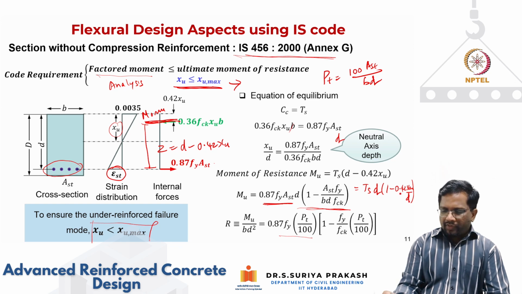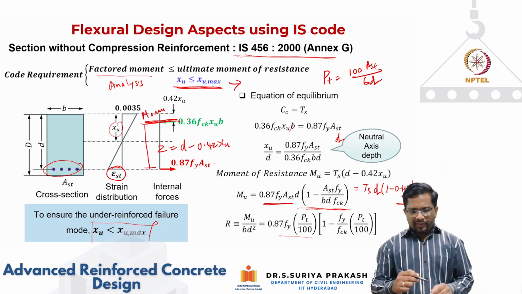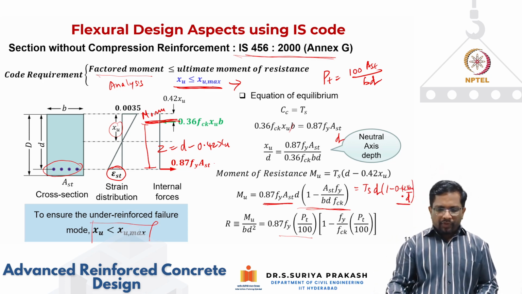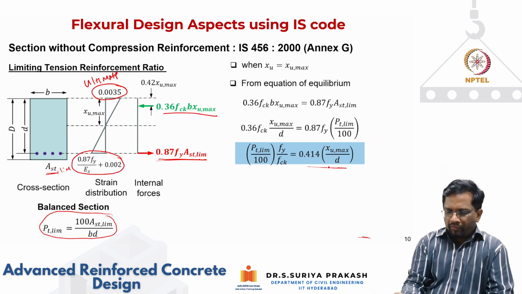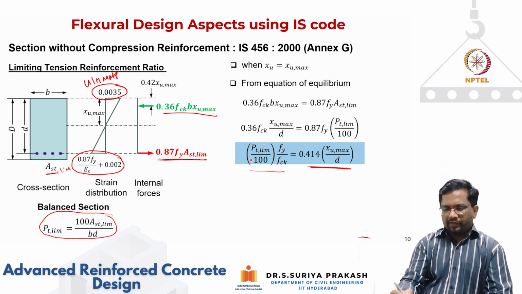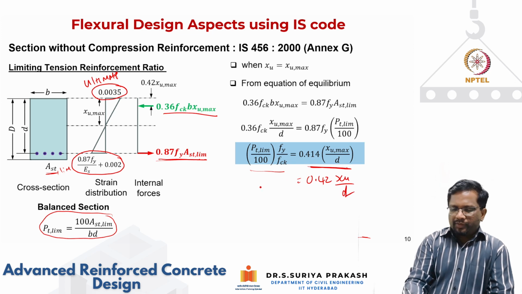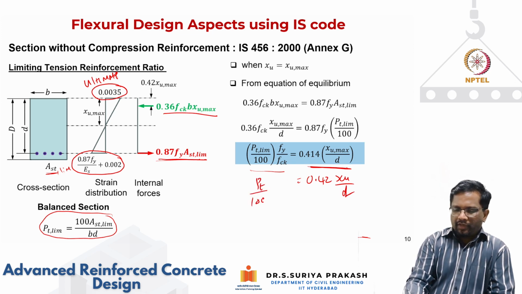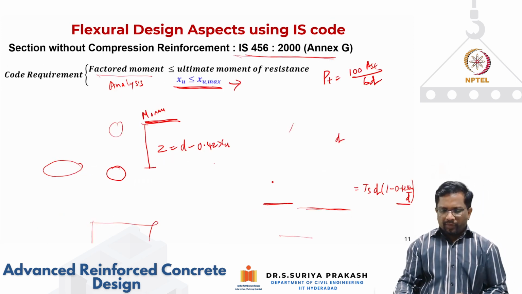Now let's see what the expression for 0.42 Xu by D is. We have already derived this previously. So 0.42 Xu max by D can be represented in terms of PT like this. So 0.42 Xu by D is basically PT by 100 multiplied by Fy by Fck.